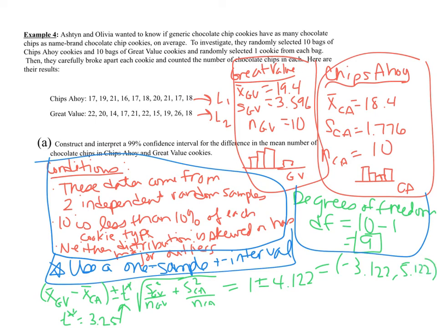I just want to warn you now that it is possible that you have negatives and positives. Don't be alarmed if that happens. The thing to always look for on these is look and see if 0 is in the interval. So we're gonna talk about that in just a minute. So let's go ahead, write our conclusion, and finish it up.